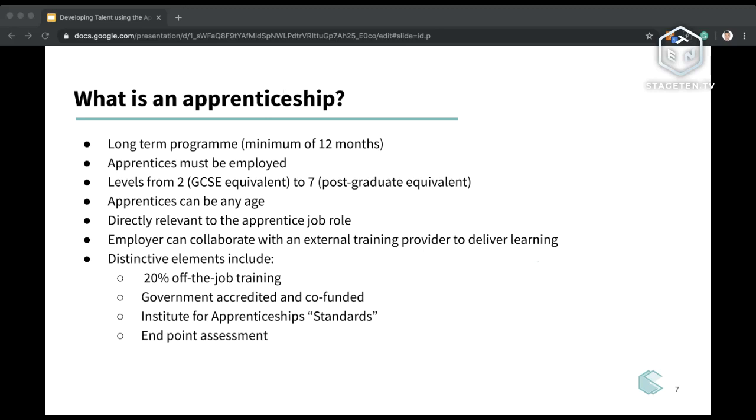The apprenticeships are government accredited and co-funded by the government. This is a qualification exactly the same as a GCSE, an A-level, a degree. It has the same kudos and credibility.